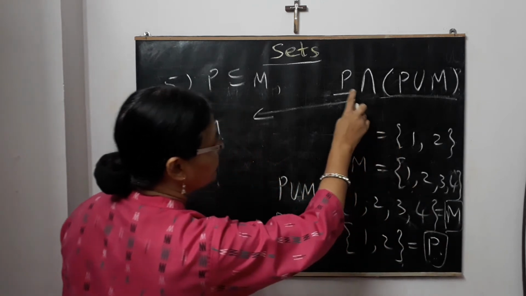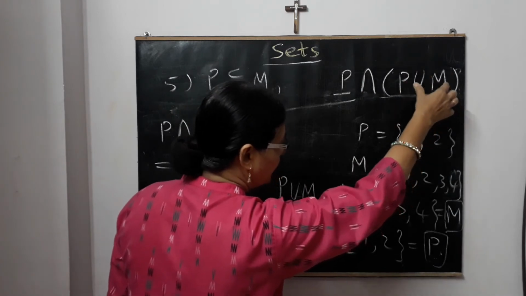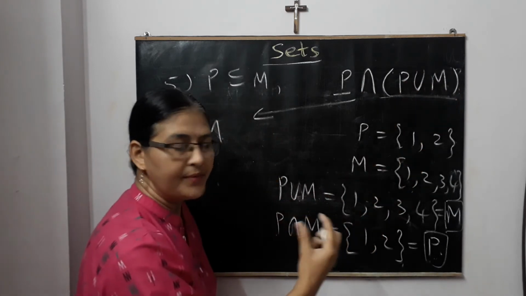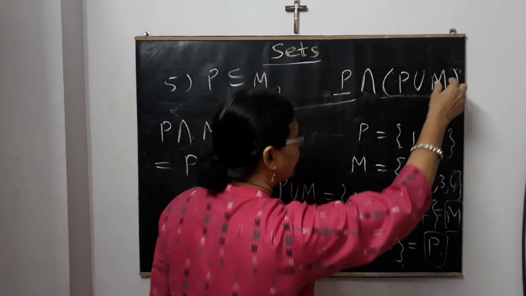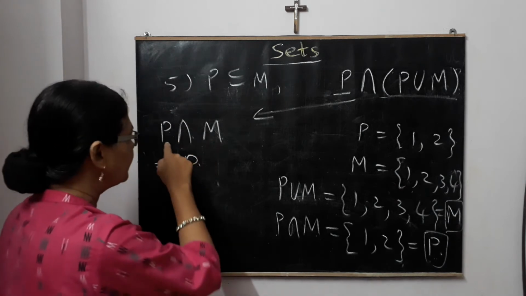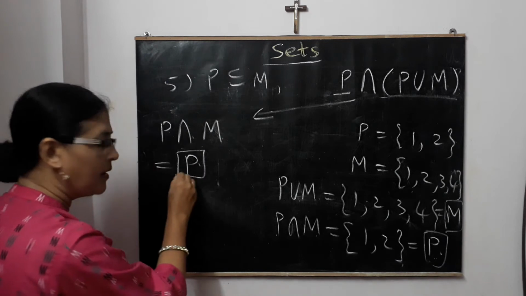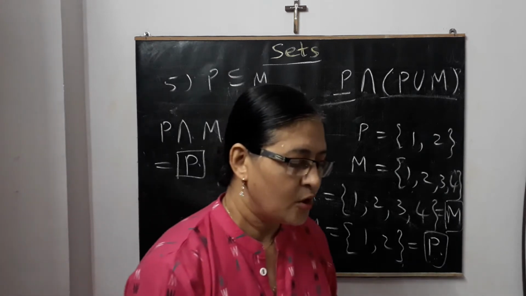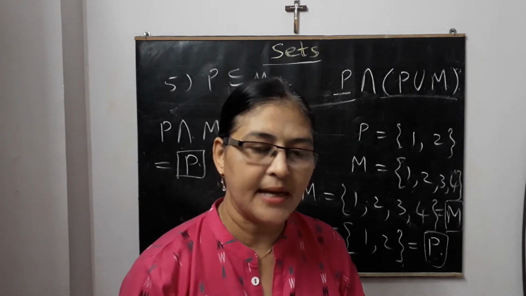And what question have they asked? P intersection bracket P union M. What is the answer of P union M? When we take a smaller set, it is a subset. The answer of union will be the bigger set. So bigger set means M becomes the answer. And among them, intersection will be the common one, which is the smaller, that is a subset. So the answer is what? P. What is the option? The option is the first one, A. Clear? Sixth one, which of the following sets are empty sets?